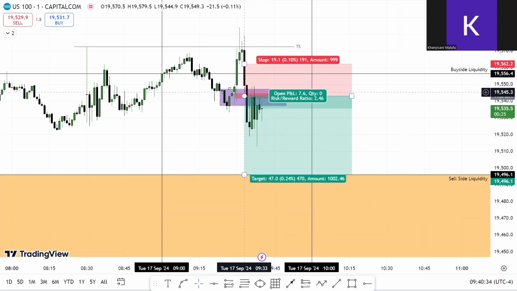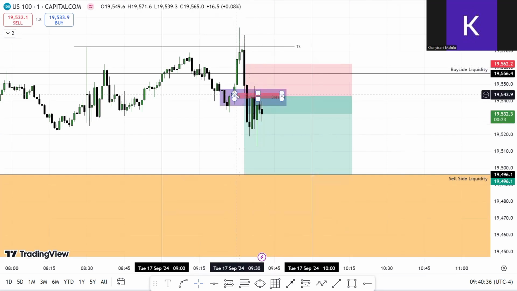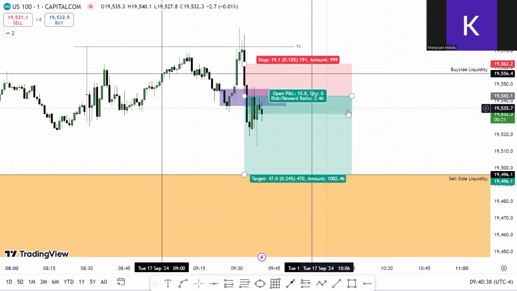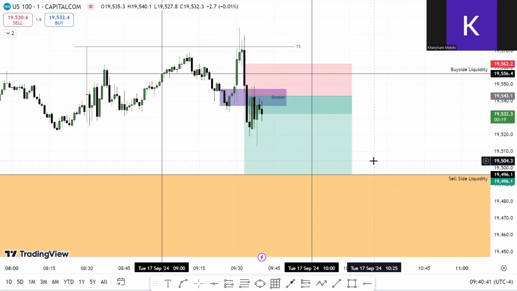Okay, let me just take out this bearish fair value gap first, just to know that that's a bearish fair value gap. Let's just have this breaker for now.